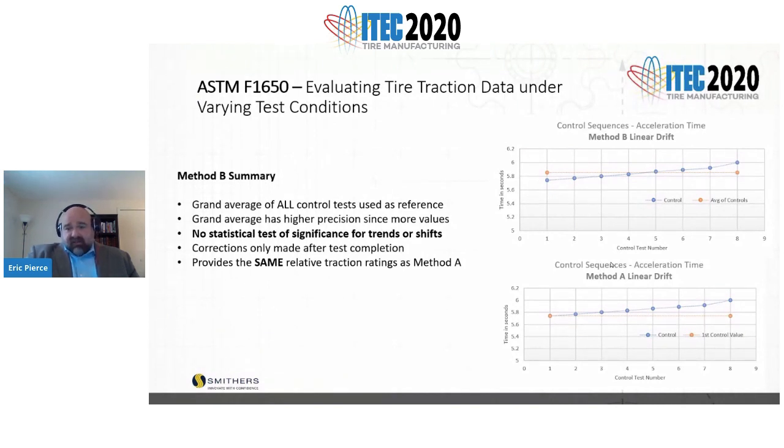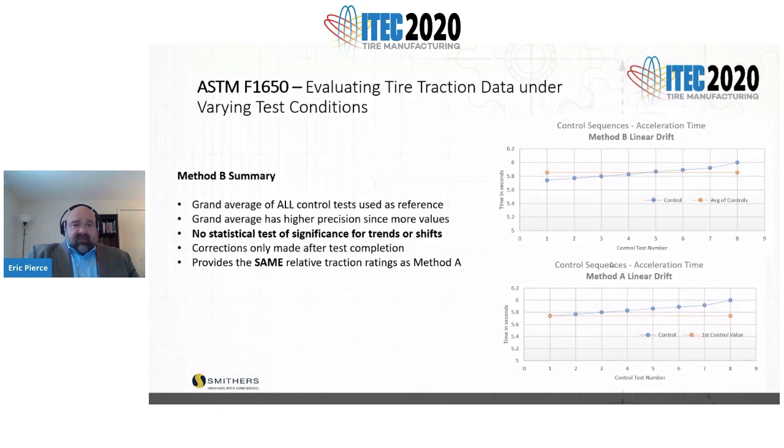First method, method A, uses that first control as a reference, which is also that orange line in the bottom right. But just notice that you have a different reference point for which everything's compared to. The grand average has a higher precision compared to method A because you have more values. Also a benefit with this method is that there isn't a statistical test of significance for your trends or shifts, but you can only make corrections after the whole test is complete.